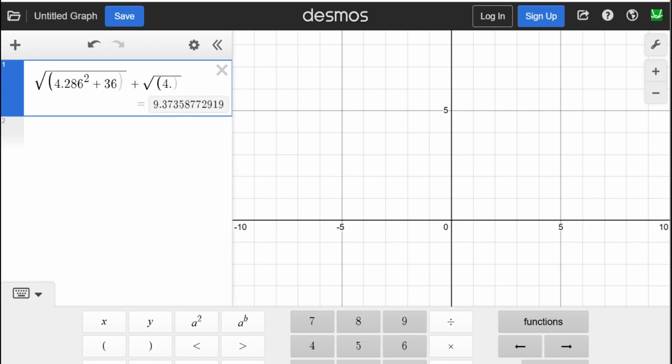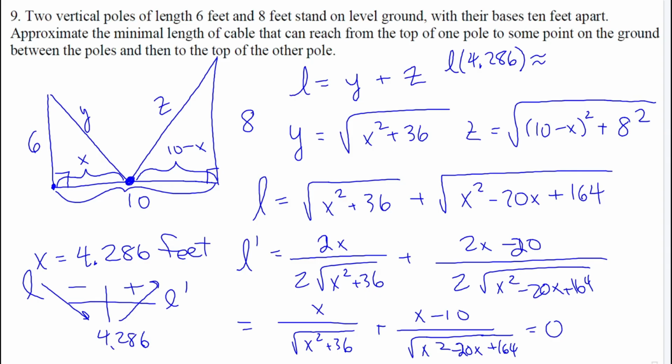again 4.286 squared minus 20 times 4.286 plus 164, which gives us a length for that cable of 17.205 feet. And that is our final answer.